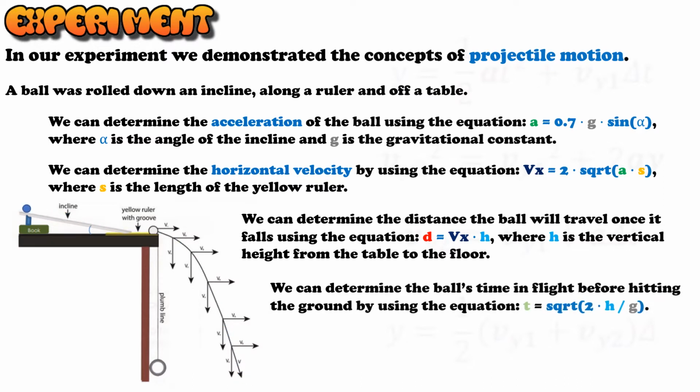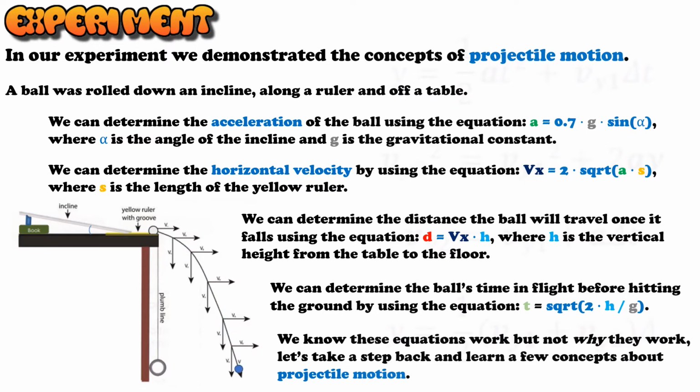We can determine the ball's time in flight before hitting the ground by using the equation T equals square root of 2 times h divided by g. We know these equations work, but we don't know why they work. So let's take a step back and learn a few concepts about projectile motion.